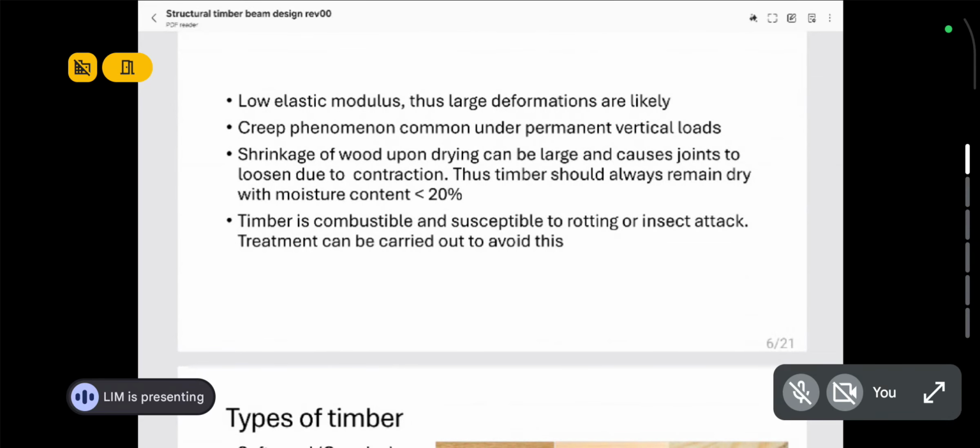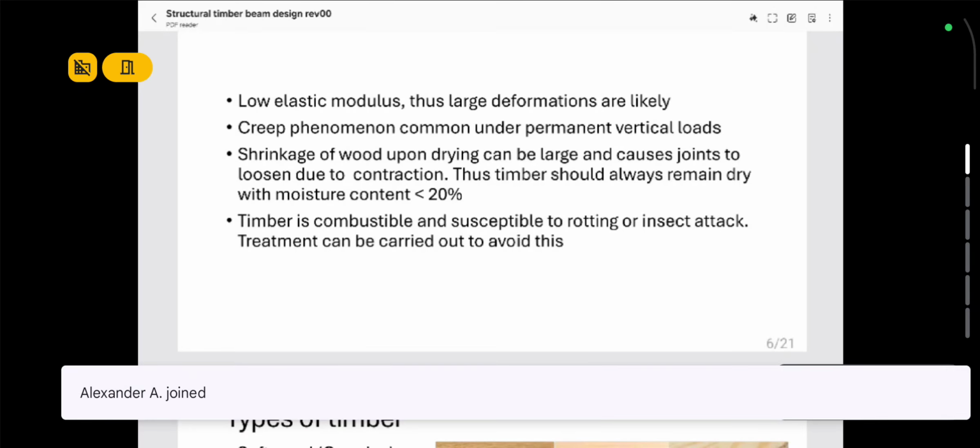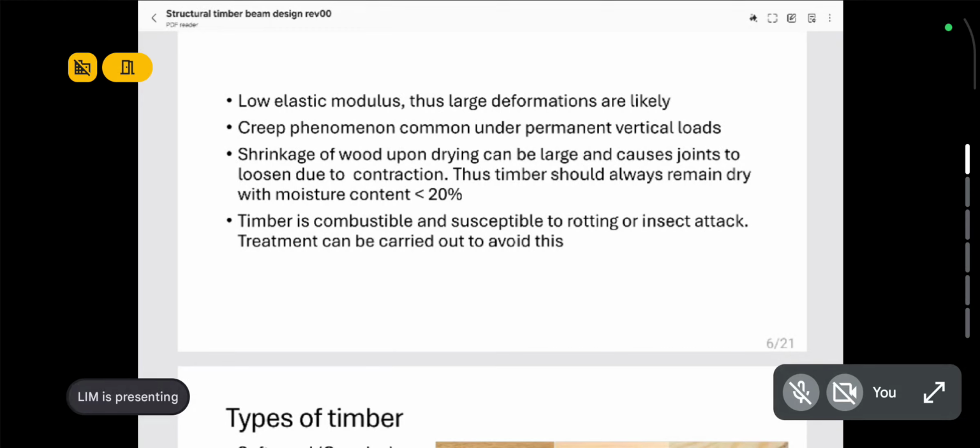Timber has a low elastic modulus, meaning it can undergo quite large deformation. Creep is also quite common under permanent heavy loadings. Does anyone know what creep is? You know what creep is? For me, I don't know. Don't know. Okay, so creep.